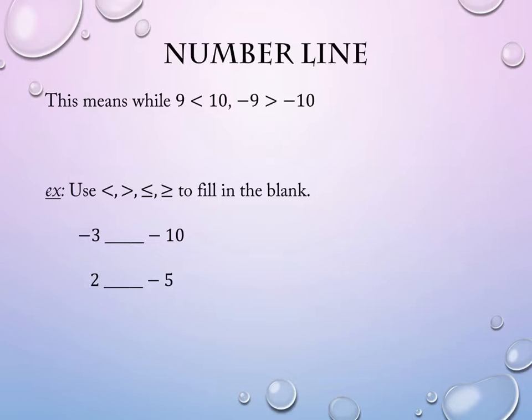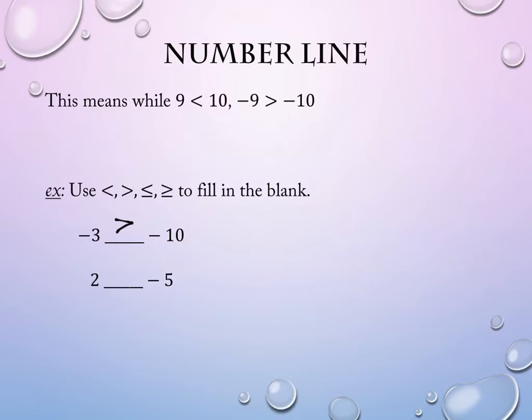So a couple of examples. We're just filling in the blank. You can use any of these 4 symbols to fill in the blank, which may mean, depending on the number, that there's more than one option that's acceptable. So on the first one, I have negative 3 and I have negative 10. So what symbol could go in the blank to make that work? So it's greater than negative 10. Is there another symbol that would work?